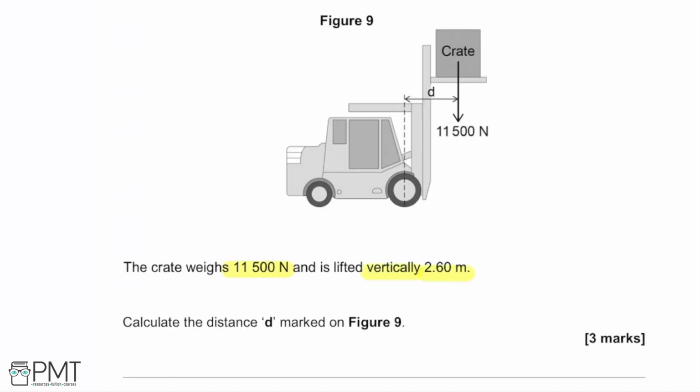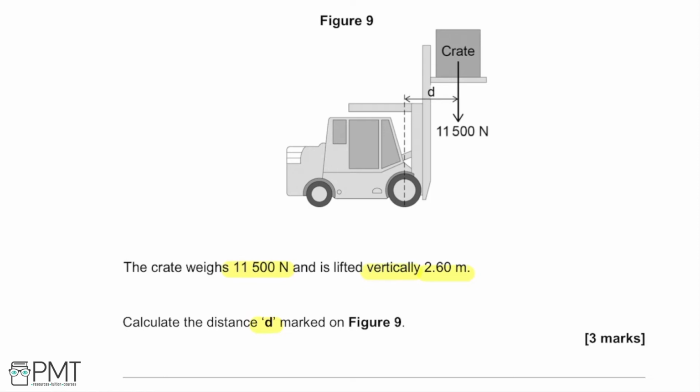Now, in this part of the question, we're asked to calculate the distance d, which is marked on figure 9. So that's that distance here. It's between the centre of the front wheel, from which the moments in the previous parts of the question were taken, and it's the distance between that and the centre of the crate, from where the weight of the crate, which is 11,500 newtons, acts. So here we're going to be relying on the previous part of this question and the formula to work out the moment of a force.